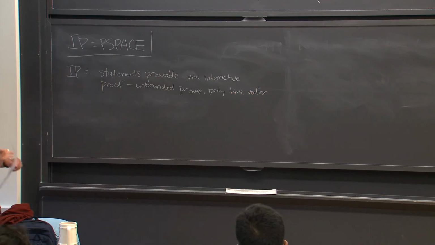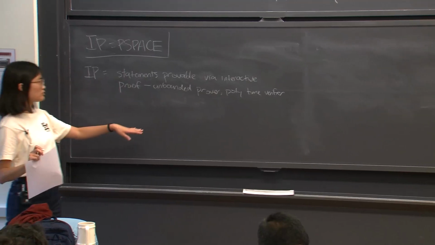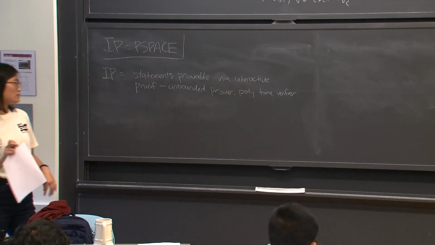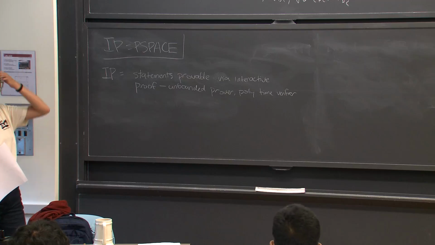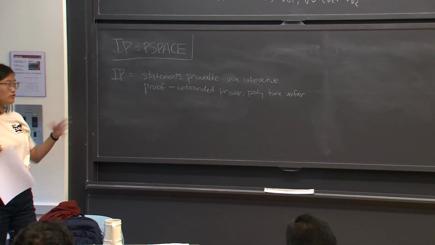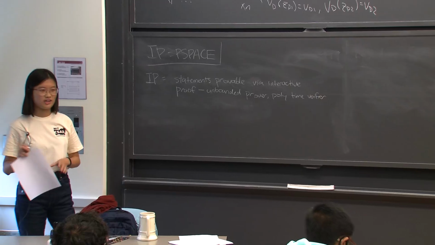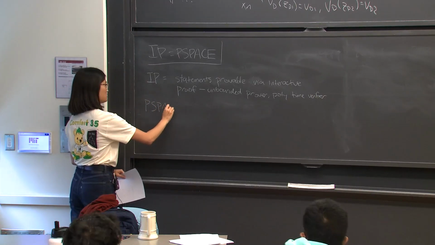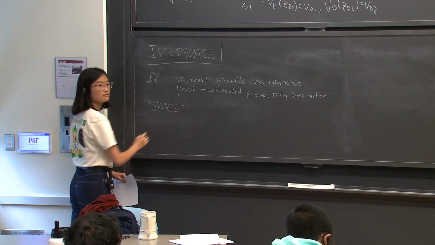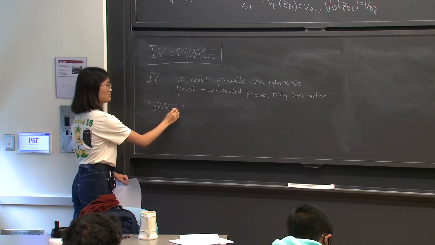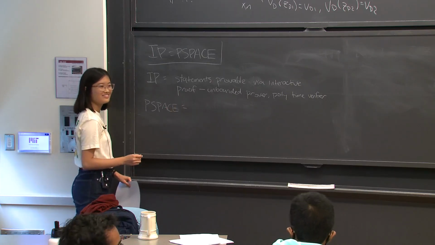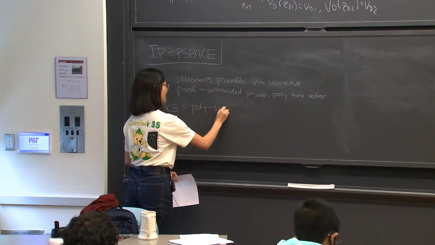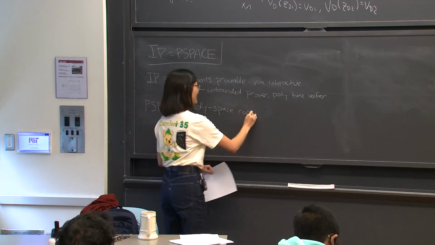Yeah, so IP is the class of all statements that have interactive proofs. The prover can be unbounded time, and the verifier should run in poly time, so this means the interactive proof should also be poly size, right? Otherwise the verifier can't read it. Okay, and then what is PSPACE? Polynomial space bounded TM languages. Great, okay. Poly space computations, yay.